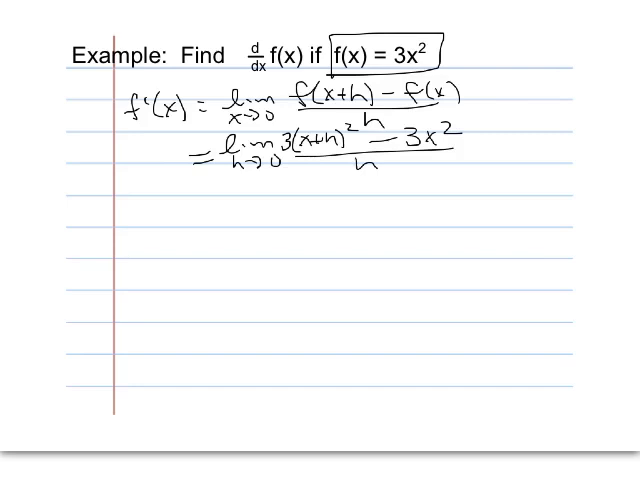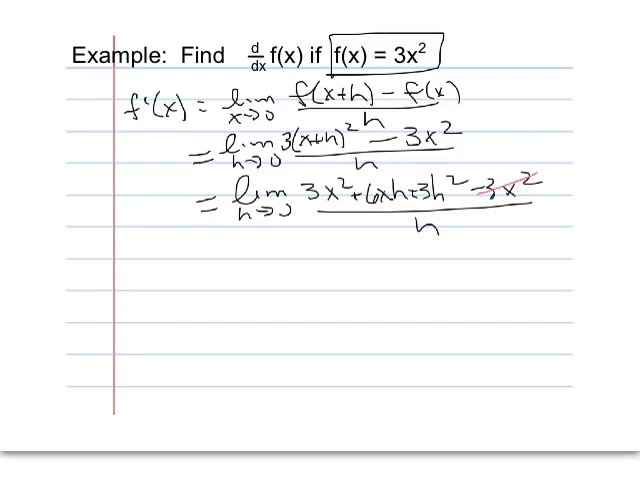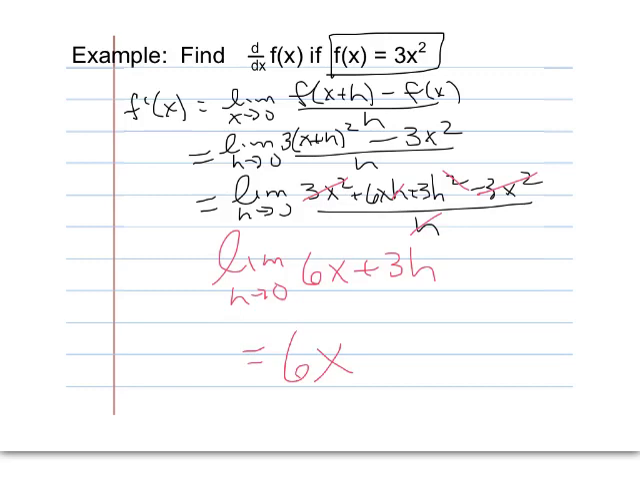You have to do the foiling on this: the limit as h goes to 0 of 3x squared plus 6xh plus 3h squared. I just distributed that 3 while I was going, minus 3x squared, all over h. And you now see that the 3x squares cancel, and so do some of those h's. So we're left with the limit as h goes to 0 of 6x plus 3h. And if you plug in that 0 for h, you see that 6x is all that's remaining. And that is actually the slope machine here. It is called the derivative.